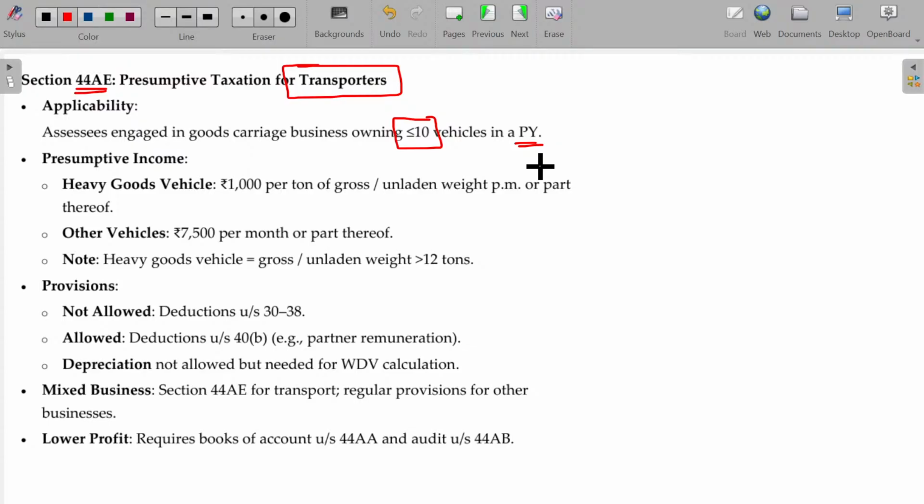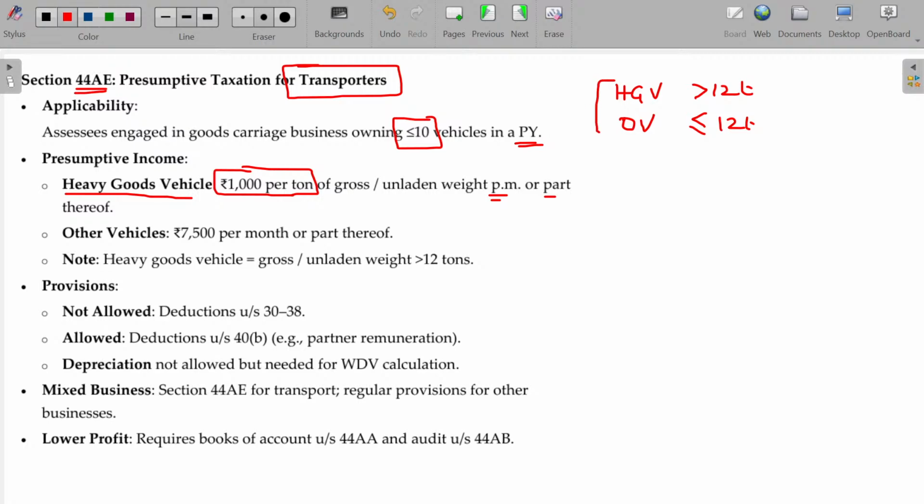Provided, in case of heavy goods vehicle, 1000 rupees per ton per month will be taken, and part thereof. If you hold the lorry for a day, you have to consider 1000 rupees per ton as your revenue. This is your revenue. You have a heavy goods vehicle if its weight is more than 12 tons. Less than or equal to 12 tons will be considered as other vehicles or light goods vehicles.